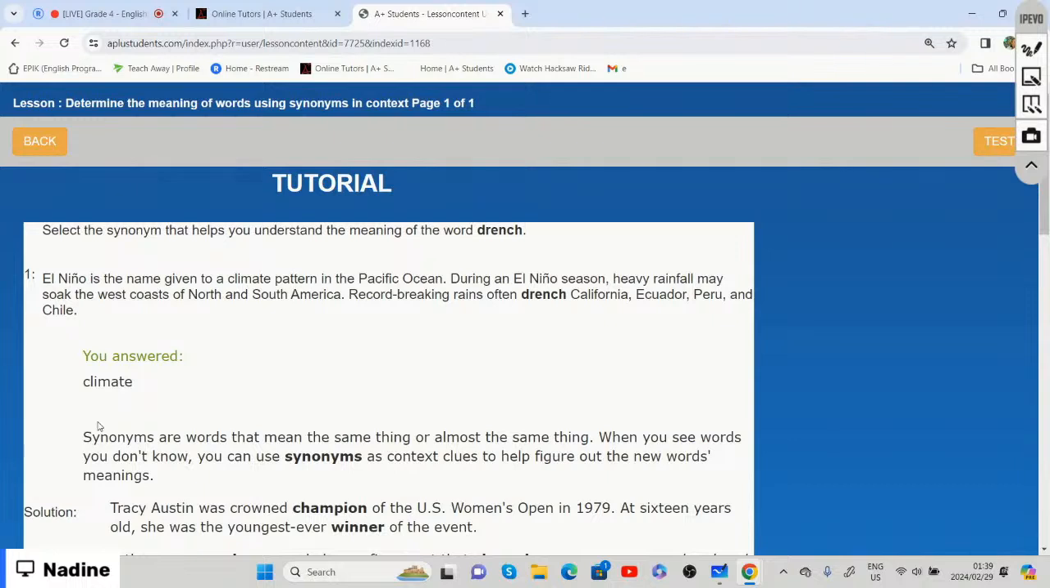All right. So now it says we need to select the synonym words that mean the same thing or almost the same thing, that help you understand the meaning of the word drench. Drench.